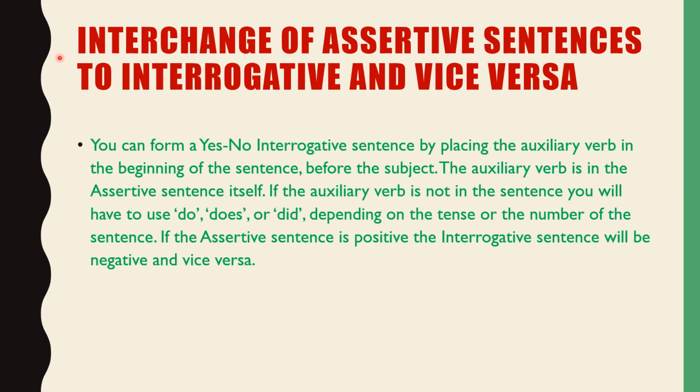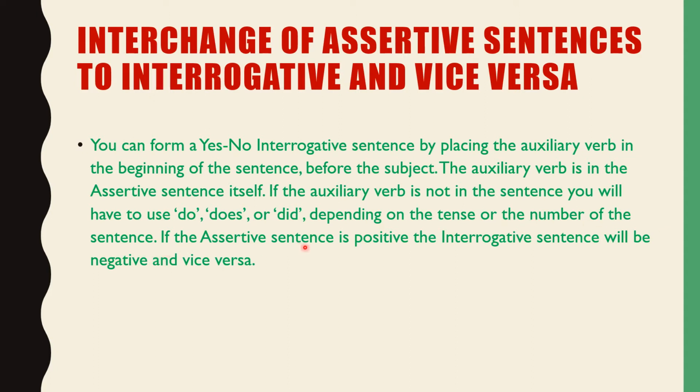Let us understand how to interchange assertive sentences to interrogative and vice versa. You can form a yes/no interrogative sentence by placing the auxiliary verb in the beginning of the sentence before the subject. The auxiliary verb is in the assertive sentence itself. If the auxiliary verb is not in the sentence, you will have to use do, does, or did, depending on the tense or the number of the sentence.